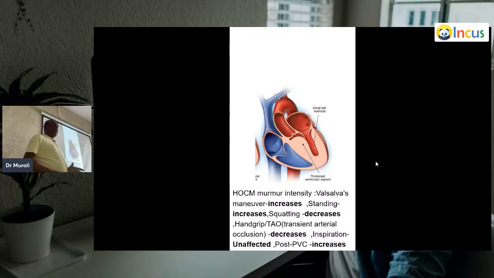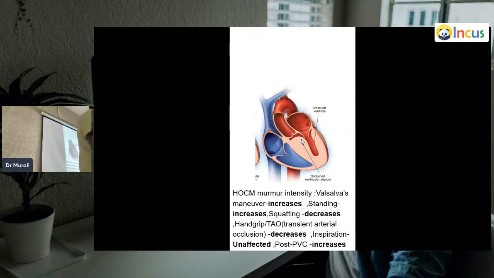When the ventricular size is smaller, will the touching be more or less? If the ventricle size is smaller, there is crowding. That's the reason the septum and the leaflet will touch more. But if the ventricular size is more, then they get separated. So touching will be less and obstruction will be less.